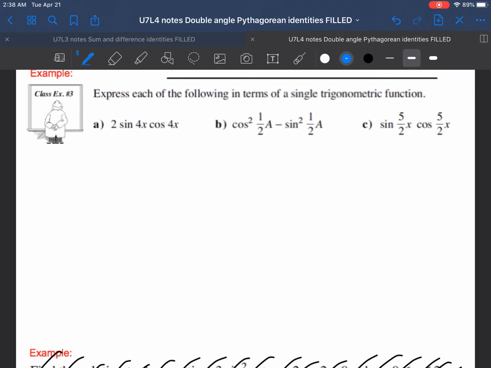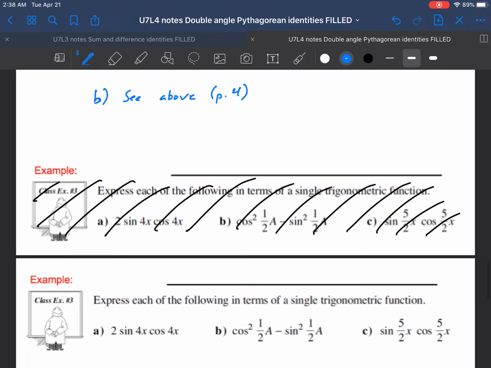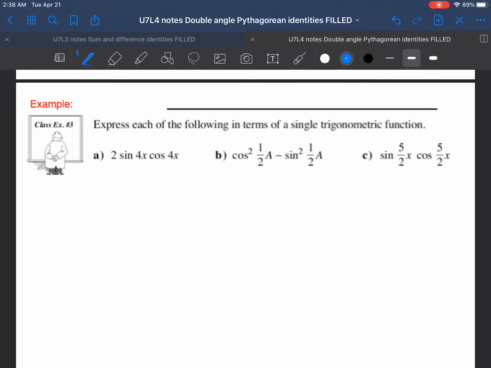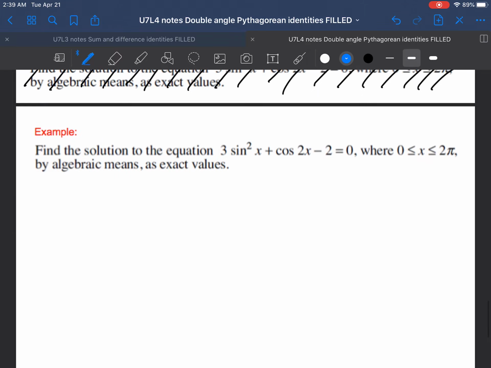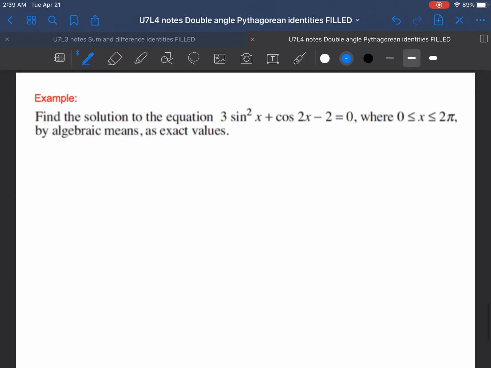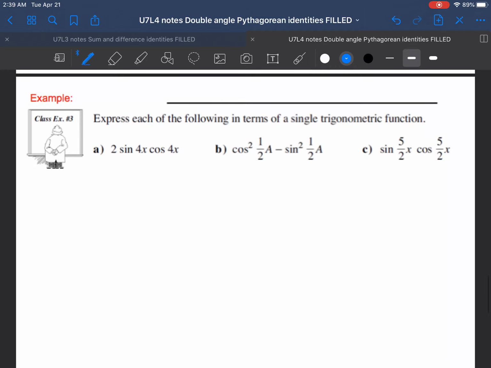All right, guys, last video for today, and we've got some examples of rewriting expressions in different ways, and we've got an equation to solve. Okay, so first part, express each of the following in terms of a single trig function. So basically what this means is we have to write everything in terms of sine, cosine, tangent, some trig function.